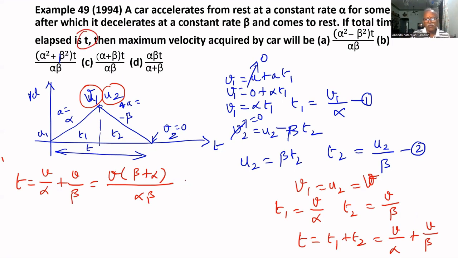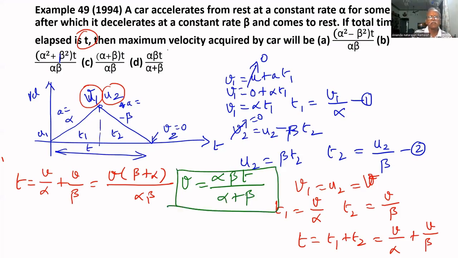Therefore, v equal to, if you keep v this side and bring everything to the right hand side, alpha beta T divided by alpha plus beta. That is the velocity. Alpha beta T divided by alpha plus beta. D is the answer.